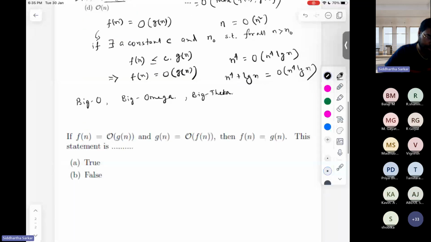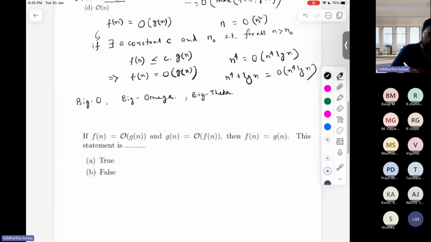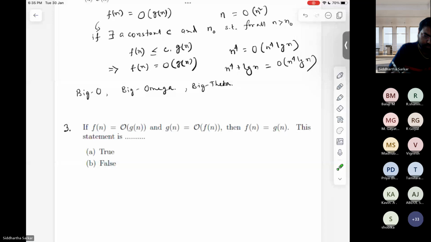This was question 2, so this is question 3. Let's call it 3. If Fn is big O of Gn and Gn is big O of Fn, can we say that Fn is equal to Gn? So there we have two functions, Fn and Gn, and this information is given to you. Based on these two pieces of information, can we conclude that these two are in fact identical functions?